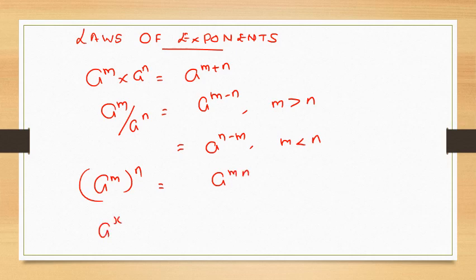Now a raised to x, b raised to y, c raised to z the whole raised to m is equal to a raised to xm, b raised to ym, c raised to zm.